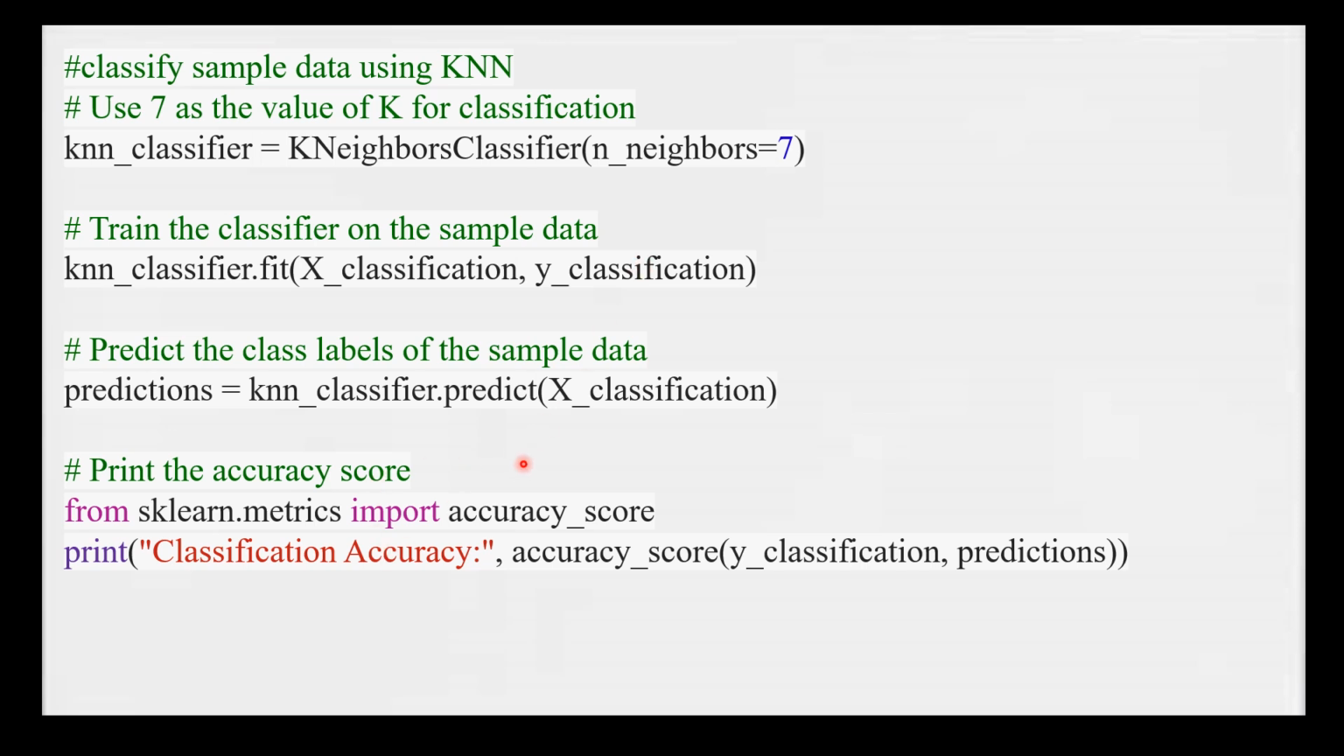And finally, this accuracy step will calculate the accuracy score of the classification model by comparing the predicted class labels with the true class labels, and we will print this classification accuracy.